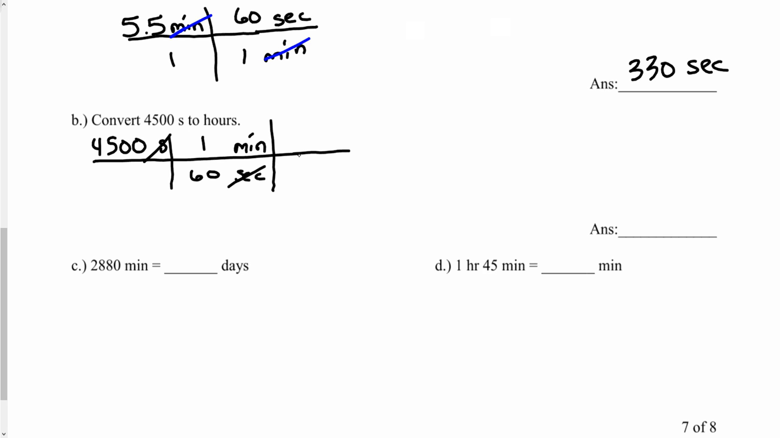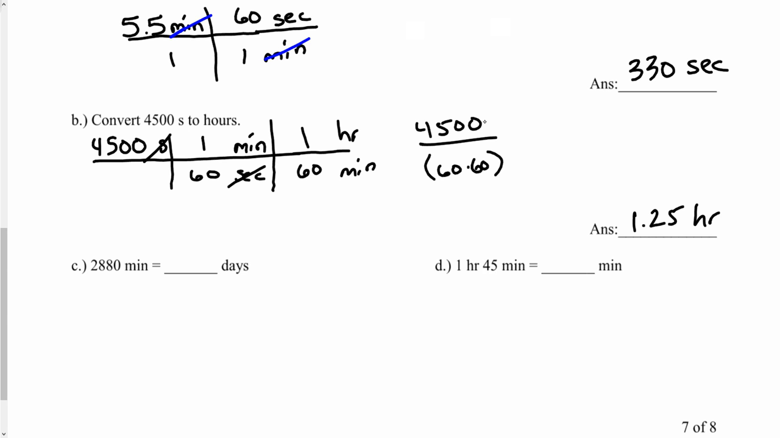So now I have minutes on top. I'll go ahead and put minutes on bottom with hours on top. And of course, there's 60 minutes in 1 hour. What you would do on your calculator is 4,500 divided by 60 times 60. This is an instance where you would absolutely need to put them in parentheses. If you don't, you're going to get it wrong. So this comes out to be, I have in my notes here, 1.25 hours is the only label that we have left.